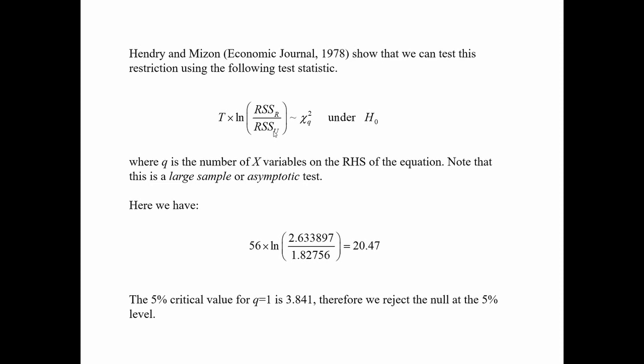Anyway, in this particular case, the test statistic is 56 multiplied by the log of that ratio of residual sums of squares. That gives a value of 20.47. The 5% critical value for q equals 1, because we've got one variable on the right hand side, is 3.84, and therefore we'd reject the null at the 5% level. Therefore, the autoregressive model isn't actually appropriate in this particular case. That's a little bit of an aside, but nevertheless I think it's an interesting aside for the purposes of this discussion of general to specific modelling.